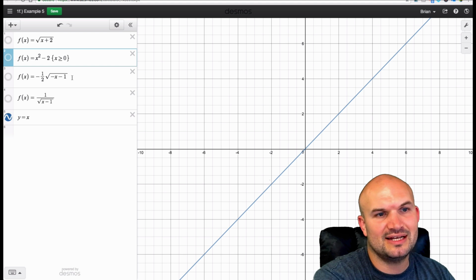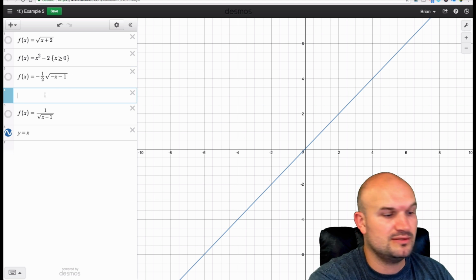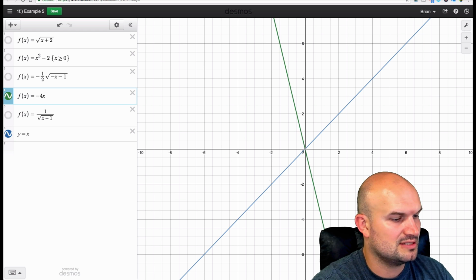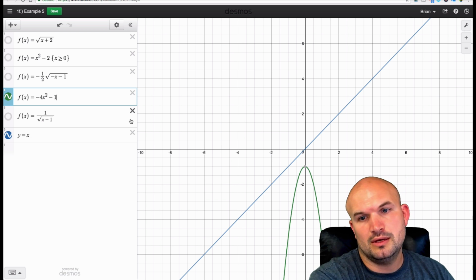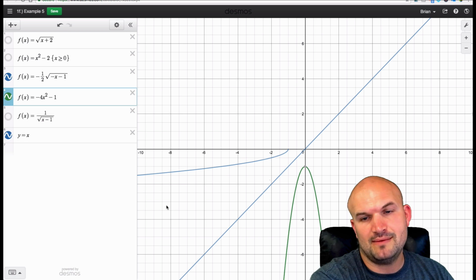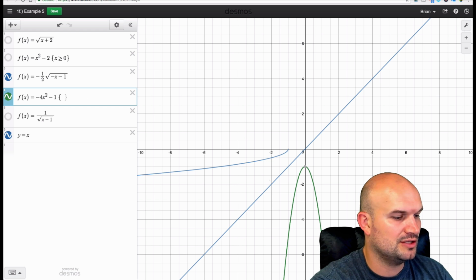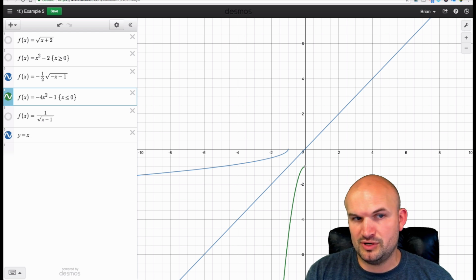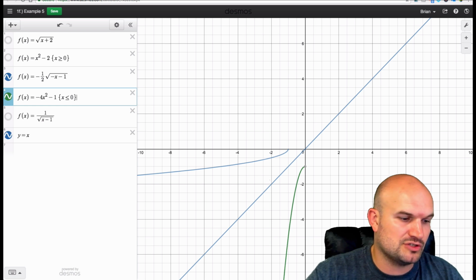All right, let's move on to the next example. The answer that I found was negative 4x squared minus 1. So let's just do y equals negative 4x squared minus 1 in my original function. Okay, so you can see here again, I do not want to include the values that are positive. So I'm only going to include x values that are less than or equal to 0. And you can see now how that restriction that we apply gives us the correct inverse function.